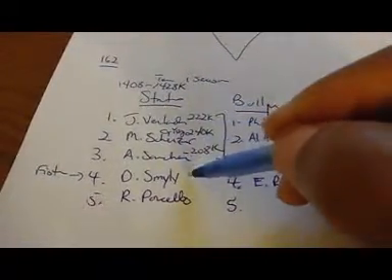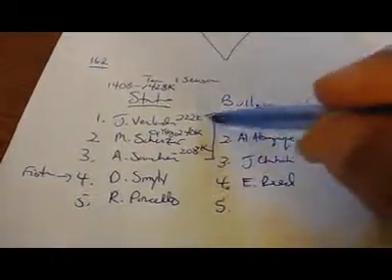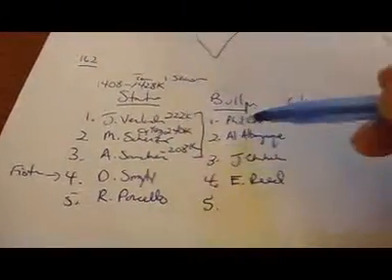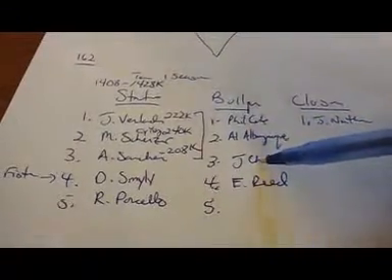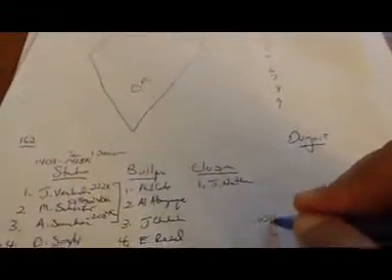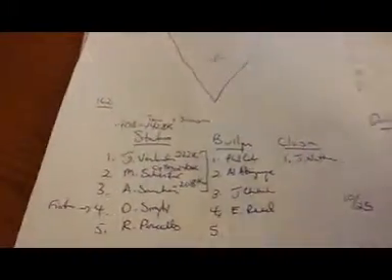Verlander, Scherzer, Sanchez, Drew Smyly, Porcello. That's 1, 2, 3, 4, 5. Phil Coke is 6. Al is 7. Joba Chamberlain is 8. Evan Reed is 9. And Joe Nathan is 10. So that's 10 out of 25 people right there for your fatigue backup.